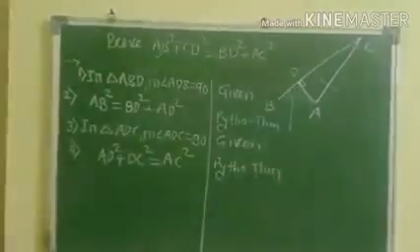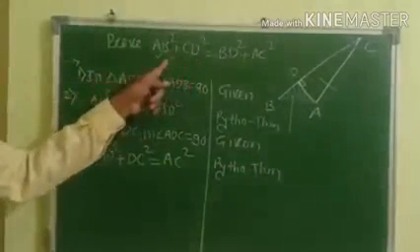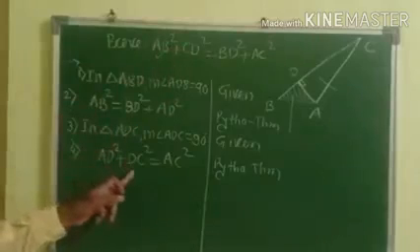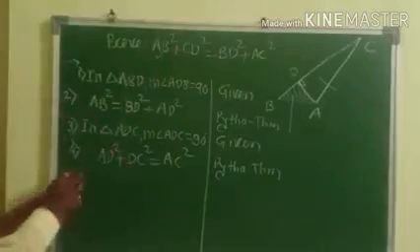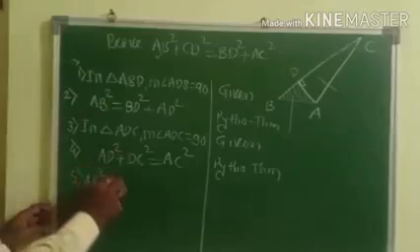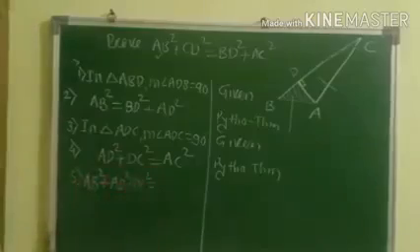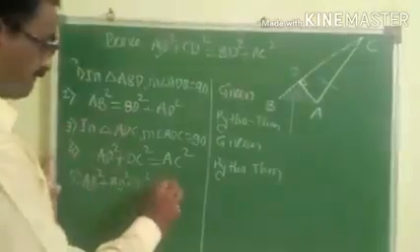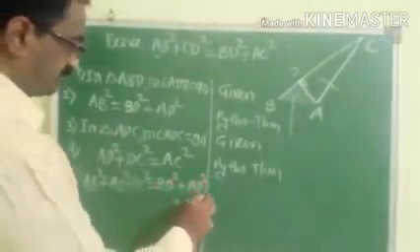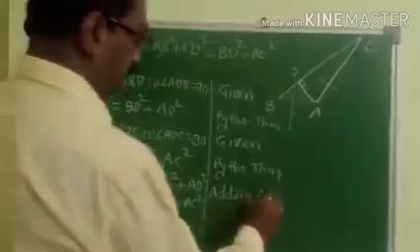Now just add them. Why are we going to add? See the required result: the left hand side is AB square plus CD square. So just by adding this, we will get the required result. Adding, the left hand side is AB square plus AD square plus DC square. This is the left hand side. The right hand side is BD square plus AD square and AC square. So we are adding equations 2 and 4.